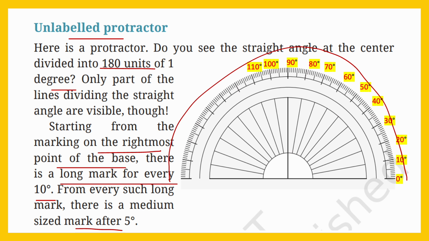Okay. Then from every such long mark, there is a medium sized mark after 5 degree. So, after every long mark, there is a medium sized mark. See here, this is 5 degree. So, after 10, there is a medium sized mark. It is 10 plus 5, that is 15. Okay.